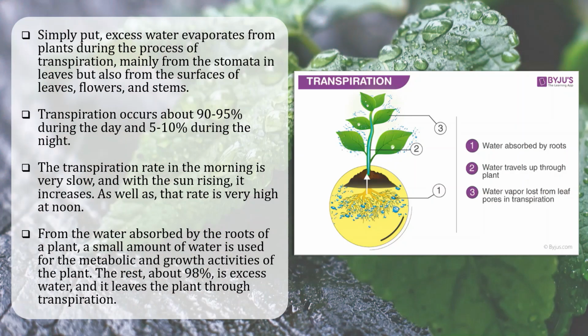So, from the water absorbed by the roots of the plant, a small amount of water is used for metabolic and growth activities of the plant. The rest, about 98%, is excess water and it leaves the plant through transpiration.